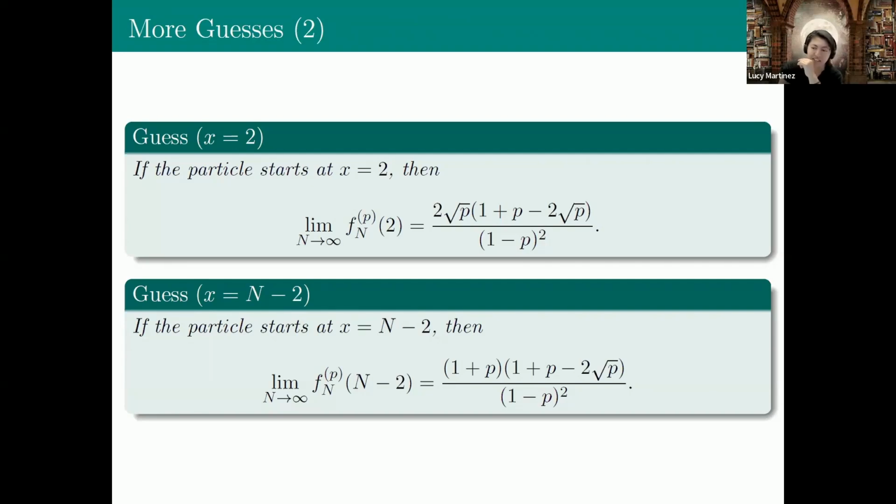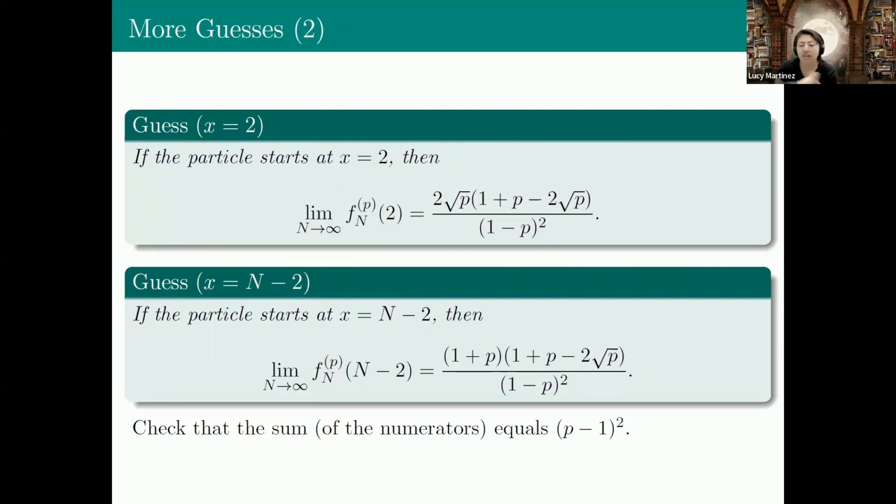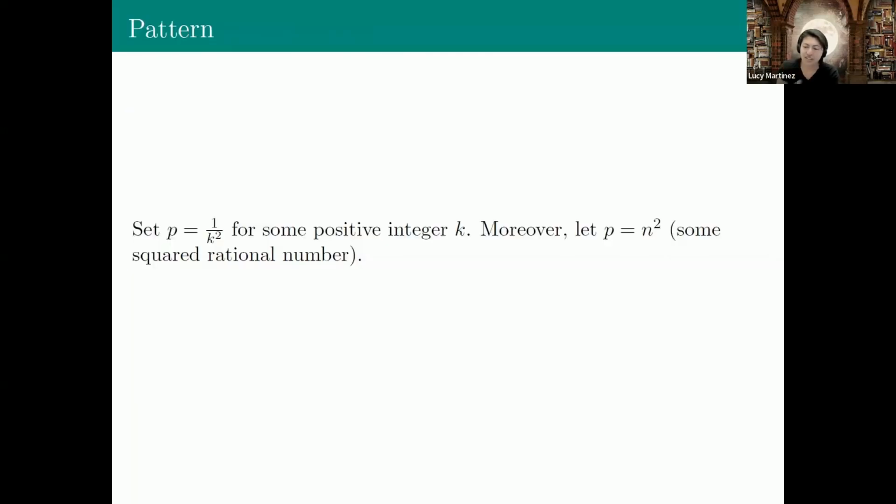But here's the way that we're going to change things up to actually come up with the formula. You can check that the sum of the numerators of both these quantities equals (p minus 1) squared. So when you add both numerators, it should be (p minus 1) squared, which is pretty nice, because that means they will cancel with the bottom. So maybe we are seeing something. So what we're going to do is a change of variables, and then we'll see why we're doing this.